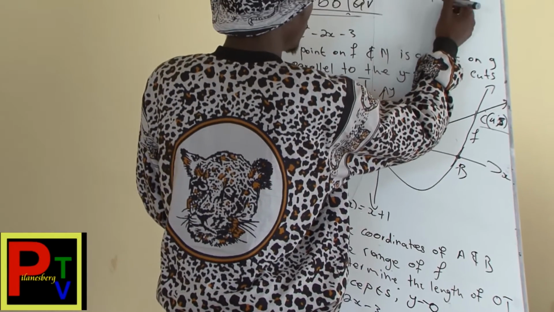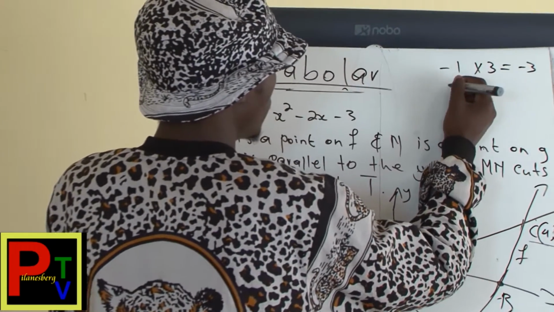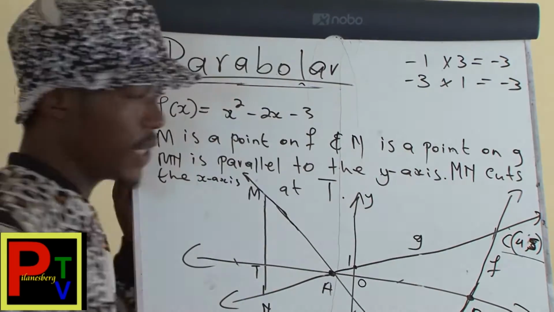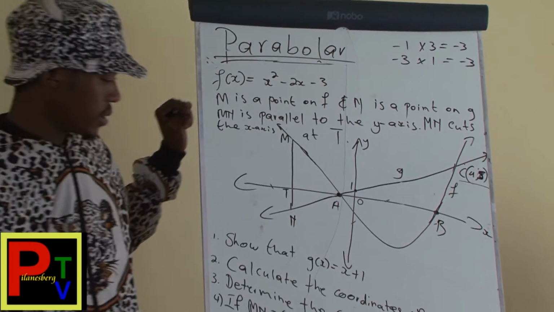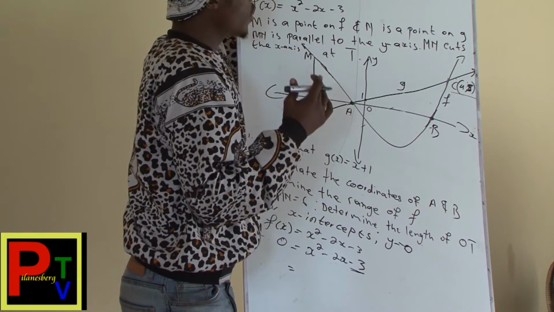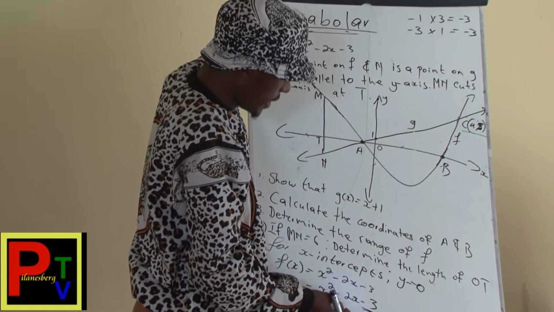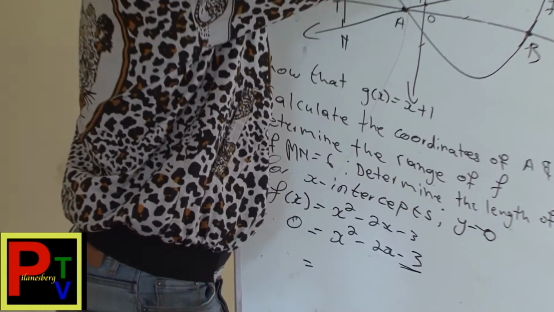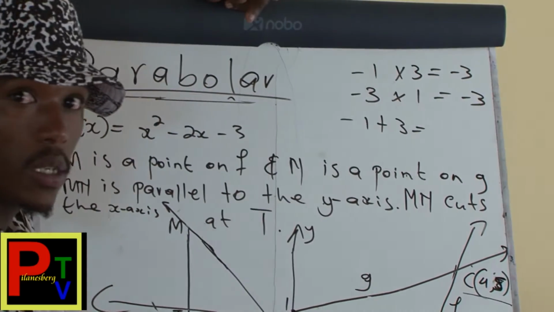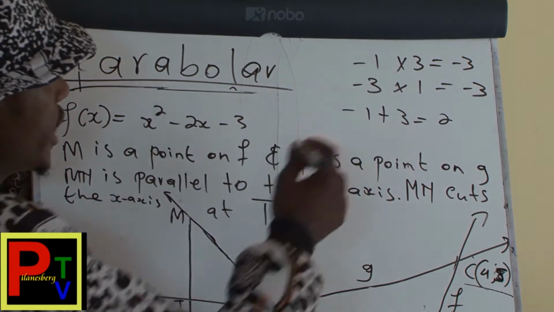Therefore, negative 1 multiplied by 3 is equal to negative 3. Negative 3 multiplied by 1 is equal to negative 3. Then you come and check. After finding your factors of negative 3, you check how they add. When you add them, they should give you negative 2 here. Let's start with the first one. When you take negative 1 and add it to 3, you get 2, the sign of the bigger number. It's a positive 2.